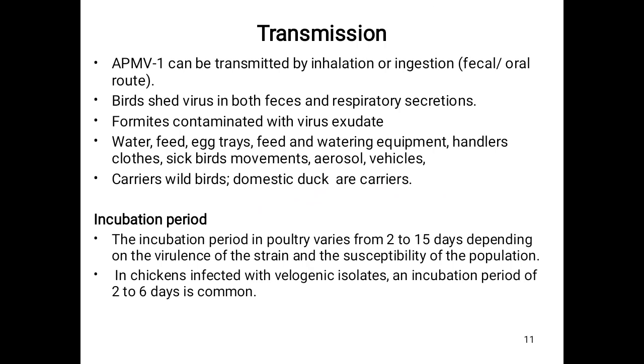Water, feed, eggs, trays, feed and water equipment, handlers, clothes, sick bird movement, aerosol, vehicles, carrier birds, and domestic dogs are carriers. So the incubation period of this virus is 2 to 15 days, depending on the virulence of the strain and the susceptibility of the population. In chicken infected with a velogenic isolate, an incubation period of 2 to 6 days is usually common.